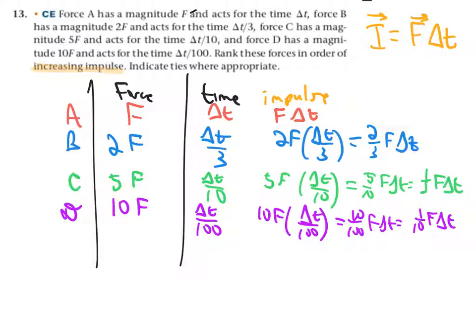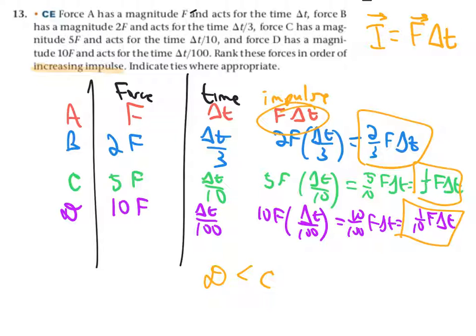And now we can see that the lowest of these is definitely D, and then the next is C, and the next after that is B, and finally A turns out to be the most. So to rank these in order of increasing impulse: D is less than C, is less than B, is less than A.